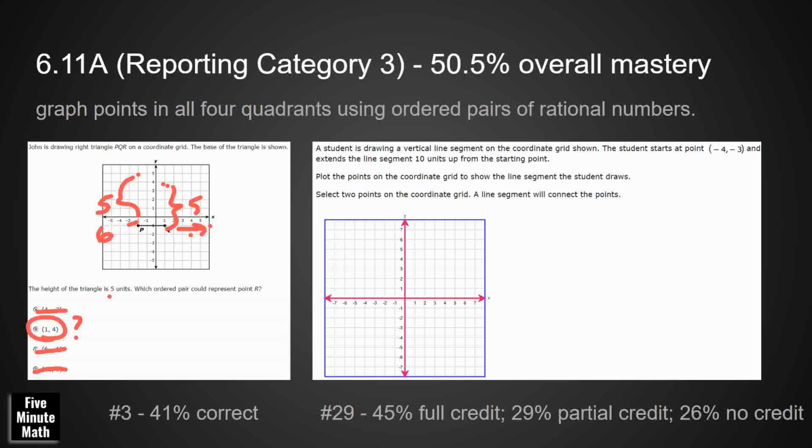And then on this one, we literally just needed to select 2 points. Okay, -4, -3 goes right there. And then 10 units up, right? So that's going to be at 7, -3. This would then generate a line, and that's it. 2-point problem: 45% were able to get full credit, 29% were able to get partial credit. Probably they did fine on this one. They might have messed up the other one. And then 26% got no credit. They couldn't even plot that point correctly.